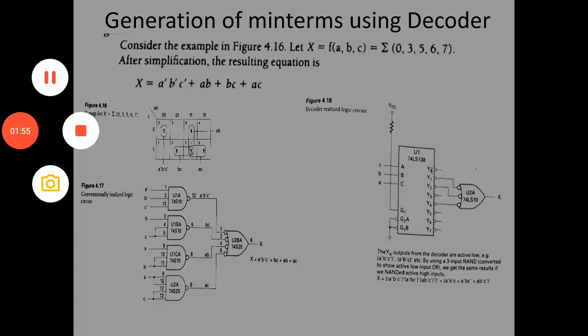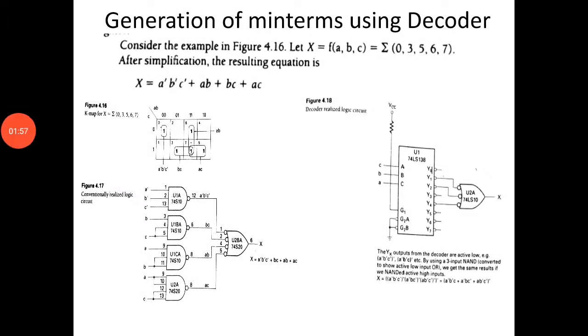Here there is a Boolean function, x equal to f of abc, where abc are the three input variables. The outputs are 1 at 5 places, that is 0, 3, 5, 6, 7. Those are the min terms. So 5 min terms are there. How to realize these min terms by using the decoder?